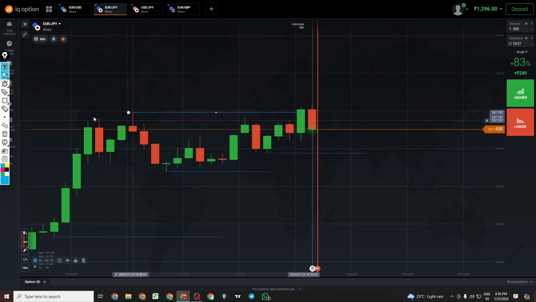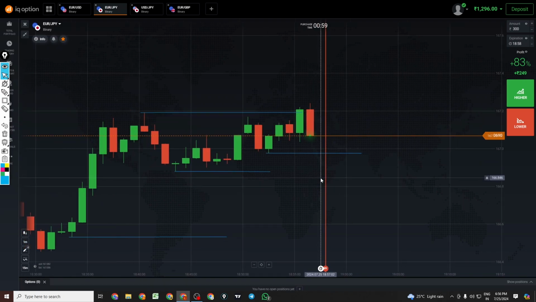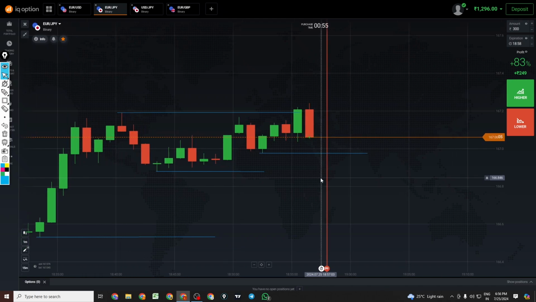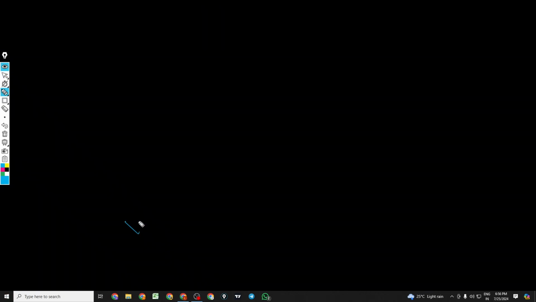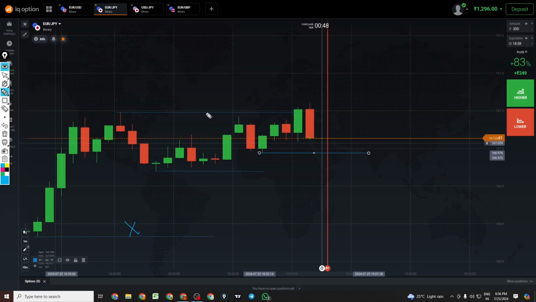Liquidity is the king of the market. If you find the liquidity perfectly, you will be able to analyze the market very easily. Now this is the inducement level. This is not the inducement level. Why? Because the high was broken here.